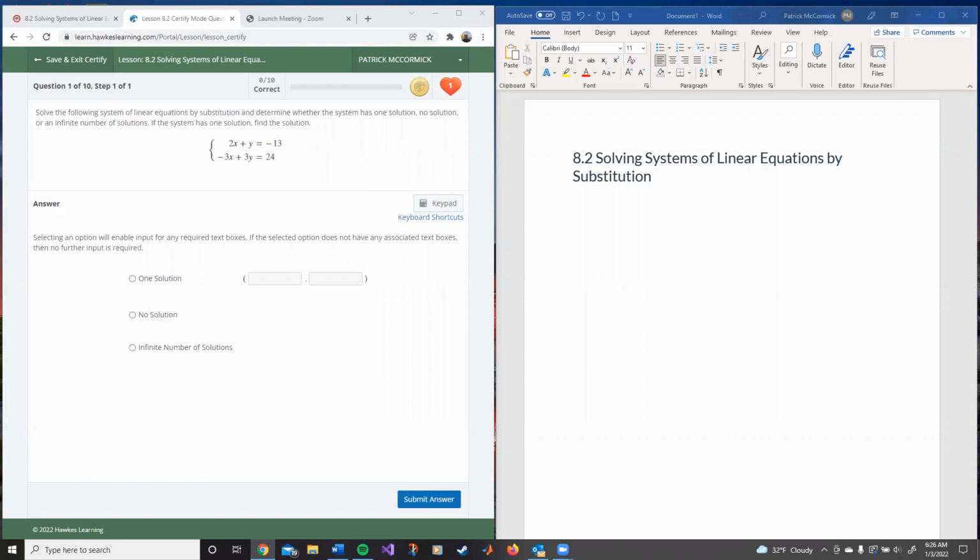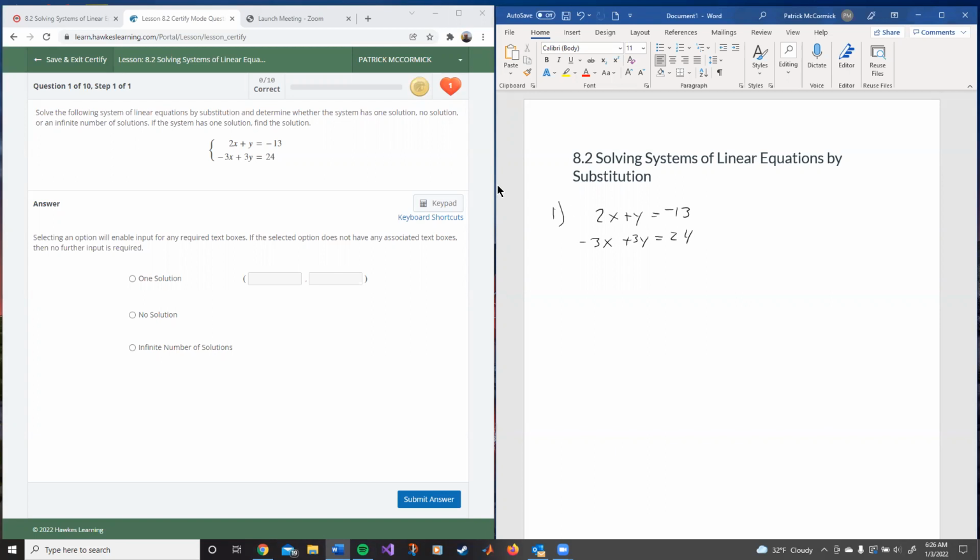So let's get started. All right, so problem number 1 says solve the following system of linear equations by substitution. All right, so let's put number 1. So over here on the right is going to be my scratch work. So I'm going to write it down. 2x plus y equals negative 13. Negative 3x plus 3y equals 24.